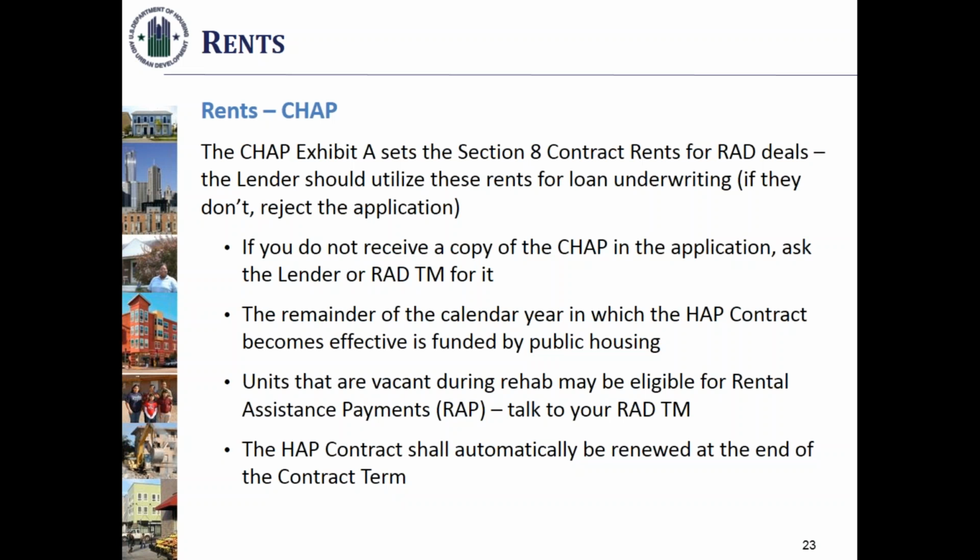The way it works is that the remainder of the calendar year in which the HAP contract becomes effective is actually still funded from public housing, and then the HAP kicks in, I think, January 1st of the following year. Units that are vacant during rehab may be eligible for rental assistance payments, or RAP. So if you have questions about that, I would talk to your transaction manager, because I believe they're determining whether the project is eligible for RAP. And then the HAP contract will automatically be renewed at the end of the contract term.